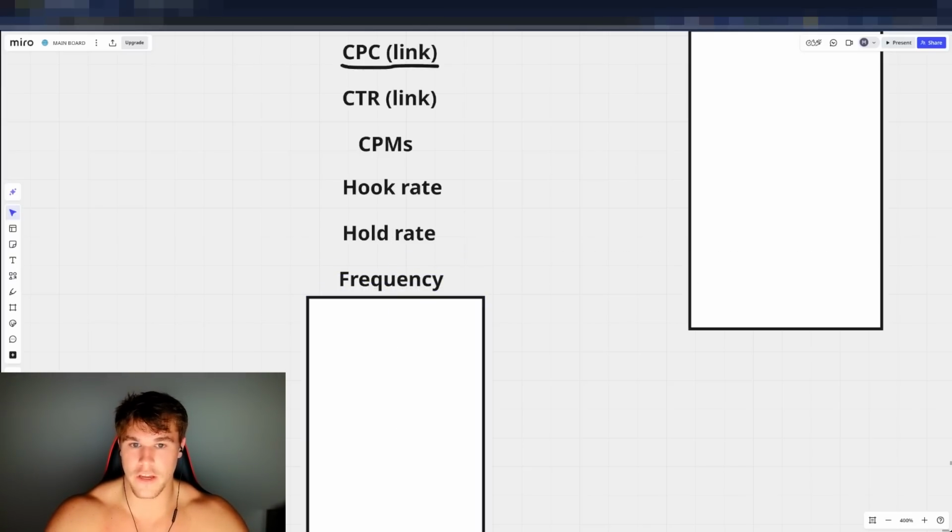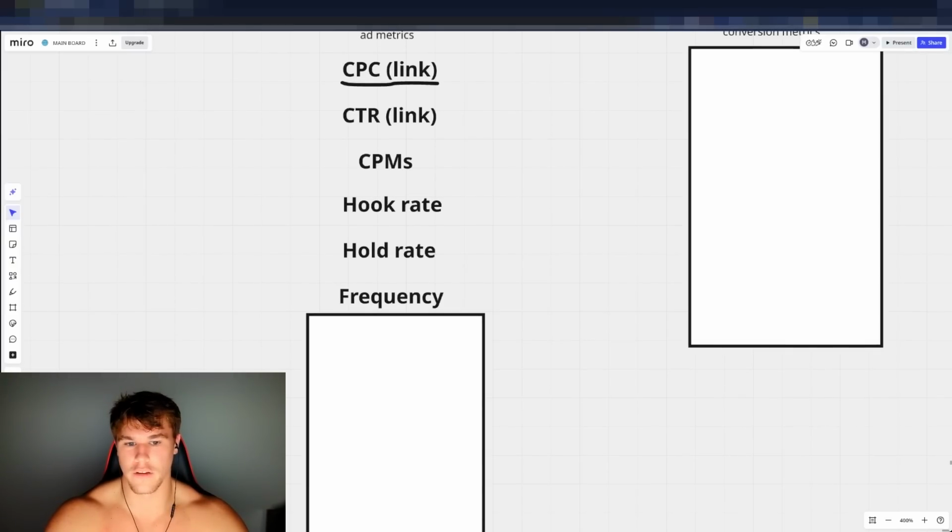Now, the final thing on the soft metrics is your frequency. I was debating putting this one on the list. Frequency essentially means how many times is one individual person seeing that same creative.